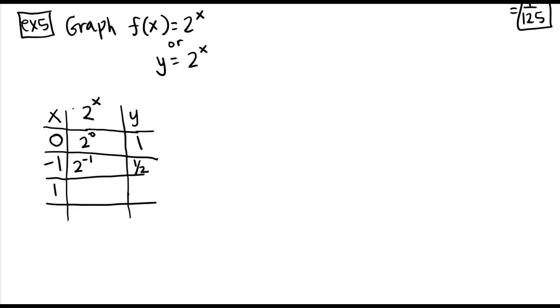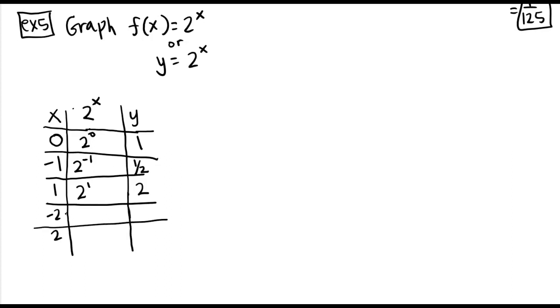Right, when I put 1 in place of my x, I get 2 to the first power, which is just 2. Okay, and let's do another one in each direction. Remember, 0 is kind of like our center point, and we're trying to pick things around that. So let's also do negative 2 and positive 2, so this graph has a few more points on it to work with.